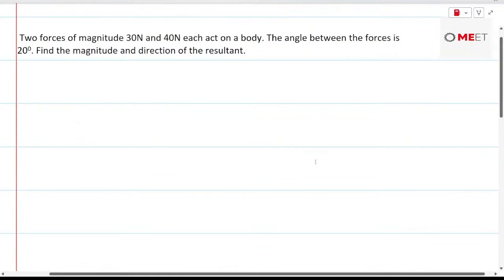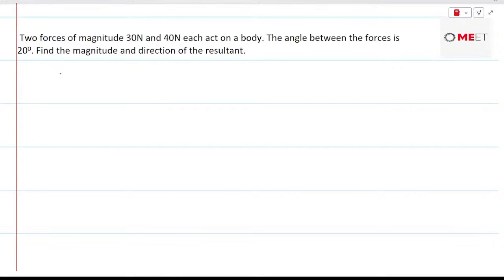Two forces of magnitude 30 newtons and 40 newtons are acting on a body. The angle between them is 20 degrees. Find the magnitude and the direction of the resultant. So here we can make use of the parallelogram law of vectors. That is, let's say force P is equal to 30 newtons and Q is equal to 40 newtons, and the angle between them is 20 degrees.